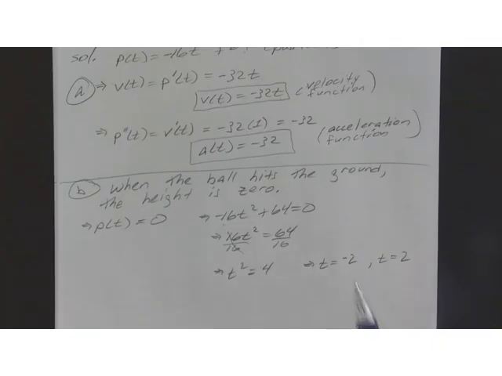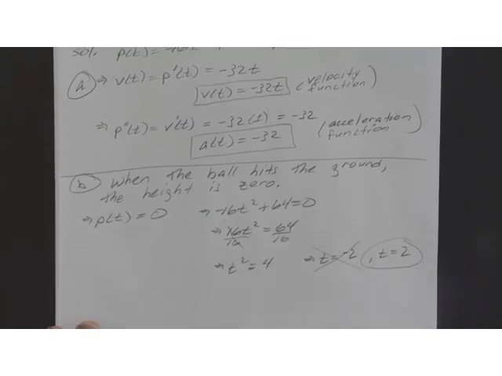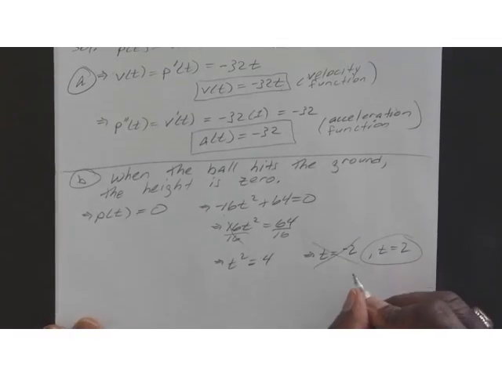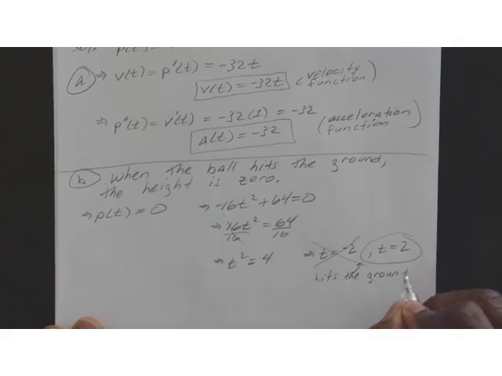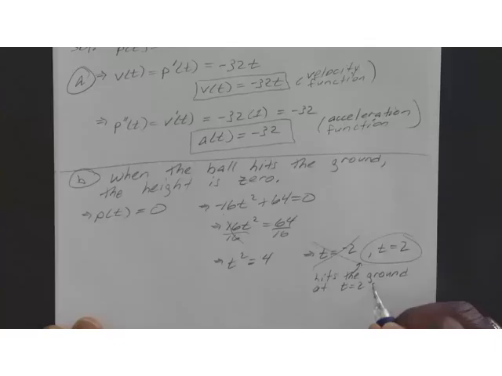Now, t equals negative 2 really isn't valid since dropping the ball is at t equals 0. So we're not going in the negative direction. So we're just looking at t equals 2. So we know it hits the ground at t equals 2 seconds.